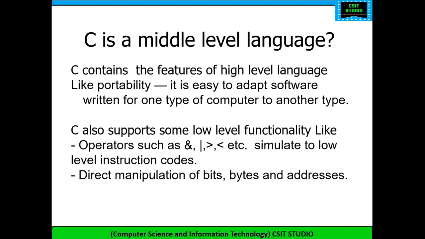C supports functionality of both high level as well as low level. For high level, it supports portability. It is easy to use the program written for one computer on a different type of computer. The same program can be used, and it also supports some low level functions like binary operators to directly manipulate bits and bytes. That's why C is called a middle level language.